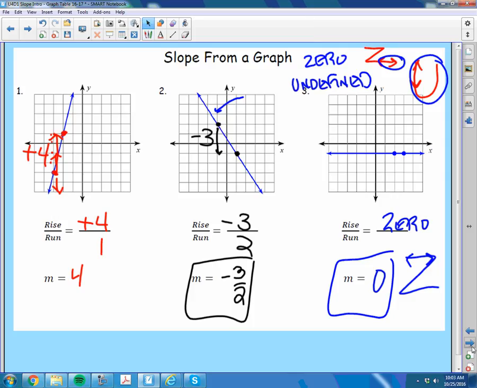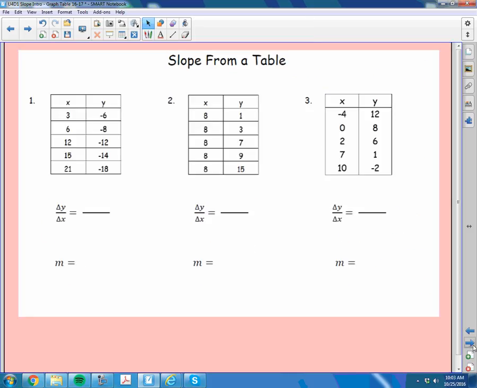Questions on that? Okay. Also, slope from a table. Now this is that weird thing. That triangle, change in y over change in x. Before we do anything, we're going to write change in y over change in x every single time. We're going to remind ourselves the screw up is x over y. So get into the habit of writing it.